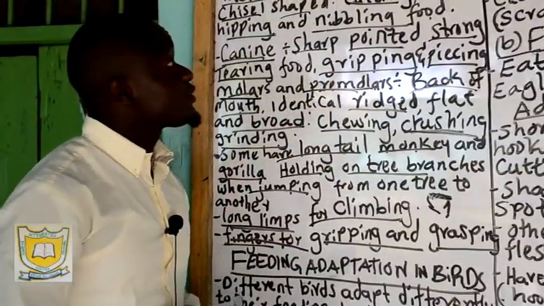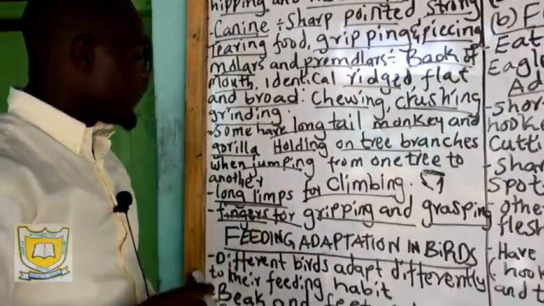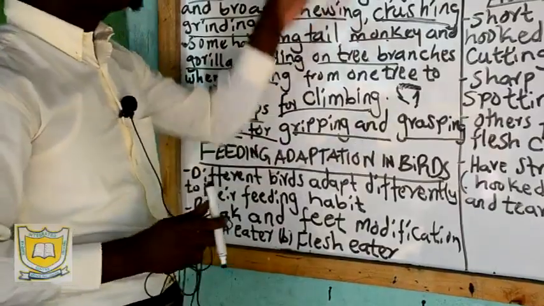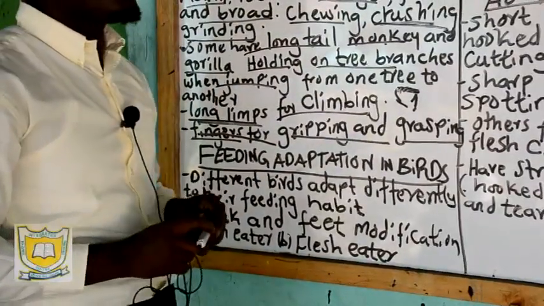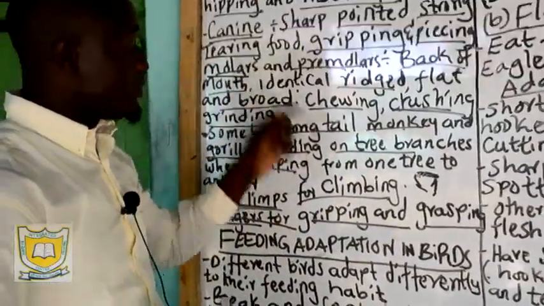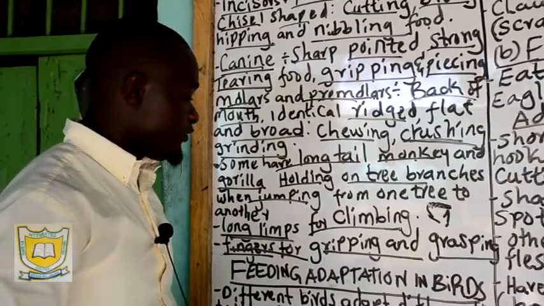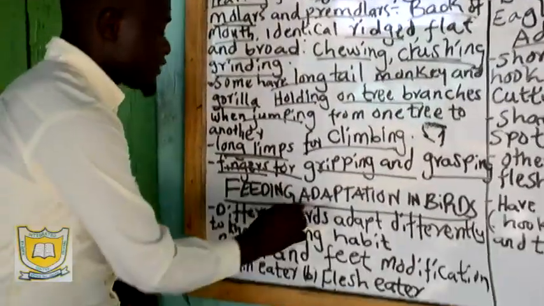Today we are going to cover the feeding adaptation in birds. This is the last part of the feeding adaptation in mammals. We talked of carnivorous, omnivorous, and lastly we have discussed omnivorous. Now, feeding adaptation in birds.